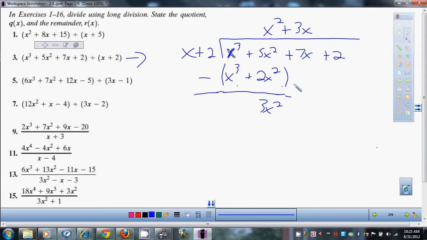Now, just like in the last step, what do I do with that 3x? Multiply it by both pieces. 3x times 3x. 3x times 2. Just like here, put in parentheses and subtract. Now, at this point, what do we subtract from the 6x? This piece comes down.